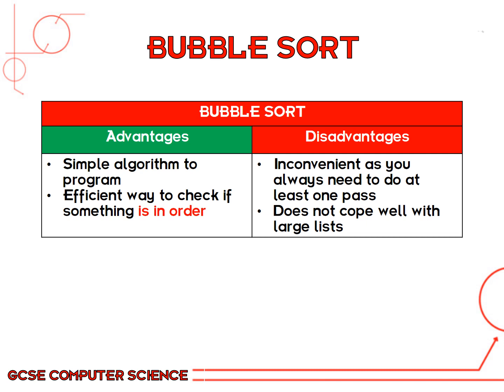A disadvantage of bubble sort is it's pretty inconvenient, as you always need to do at least one pass. A disadvantage as well is that it doesn't cope well with large lists, so you're going to end up doing a lot of iterations of the bubble sort.